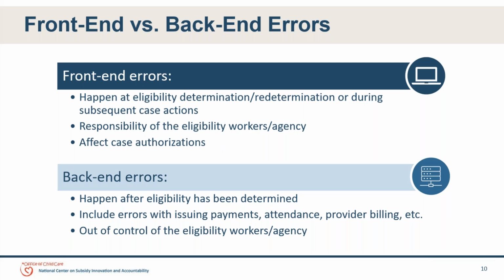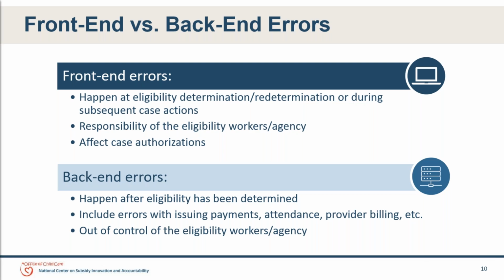Back-end errors occur after the child's eligibility has been determined. So this type of error may occur during review and processing of an attendance invoice or when issuing a payment to the provider, just for some examples. Back-end errors are outside of the control of the eligibility worker and therefore not errors for this improper payment review.